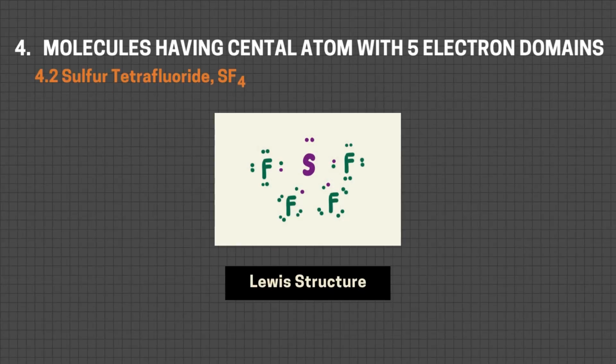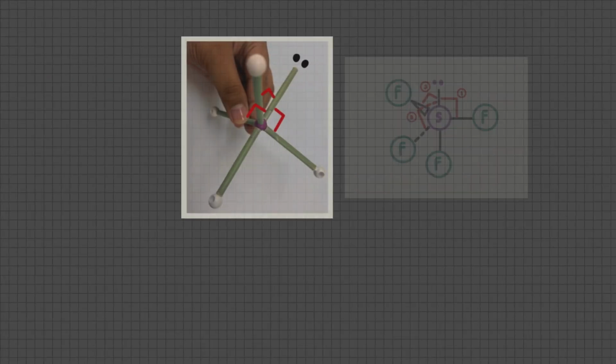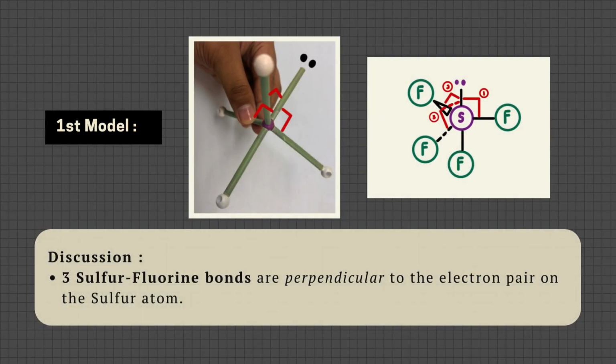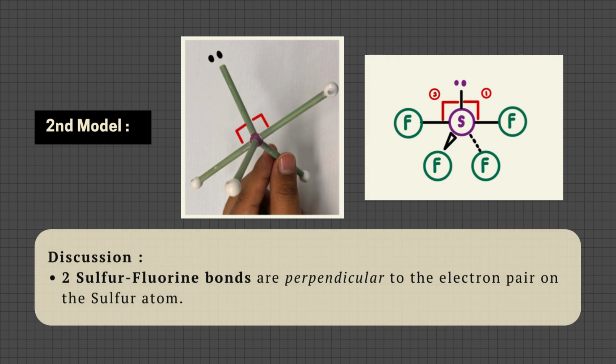The second molecule that has a central atom with 5 electron domains is sulfur tetrafluoride, or SF4. So in the diagram, we can see the Lewis structure of SF4, which contains 1 sulfur as the central atom, 4 fluorine atoms as the electron domains, and 1 lone pair. So in the first model, we can see that there are 3 sulfur fluorine bonds that are perpendicular to the electron pair on the sulfur atom, while in the second model, we have 2 sulfur fluorine bonds that are perpendicular to the electron pair on the sulfur atom.